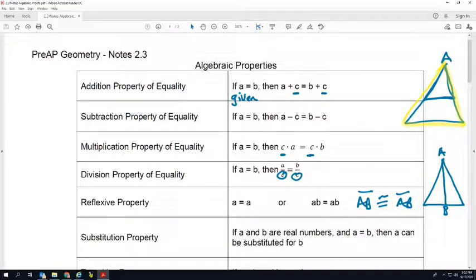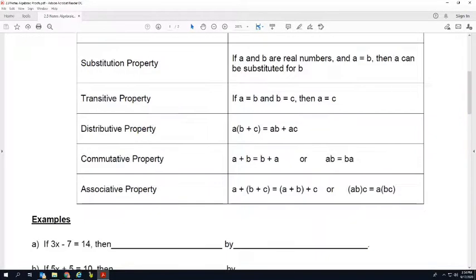Okay, so I'm going to move this up a little bit. Okay, next is the substitution property. It says if you know A and B are real numbers, and A equals B, then A can be substituted in for B.